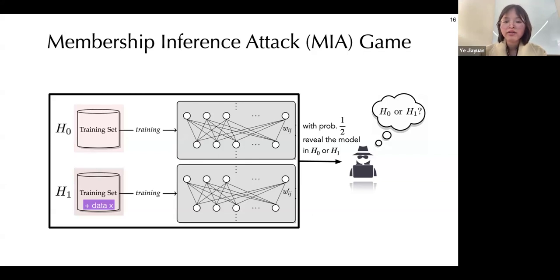Then with probability half, the challenger will reveal the model from either the first world or the second world to the adversary. And then it's the adversary's job to say which world the model comes from. So if it can successfully distinguish between these two worlds, it basically means it can infer the membership of the target data X. And if it cannot succeed, it basically means the two worlds are not distinguishable, or the privacy risk is low.